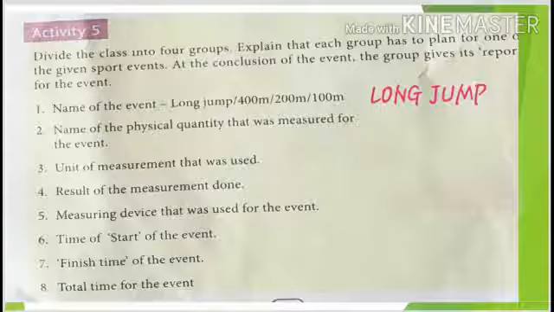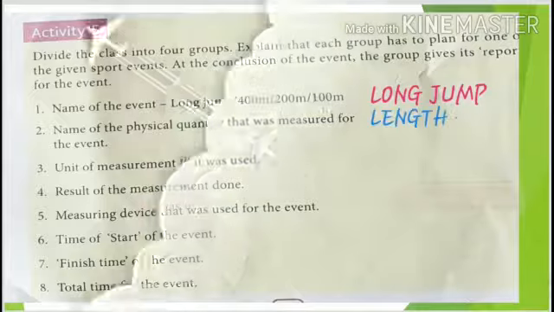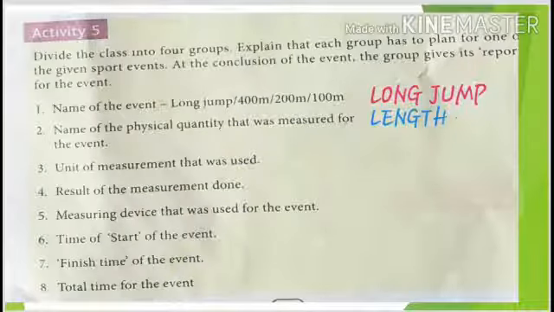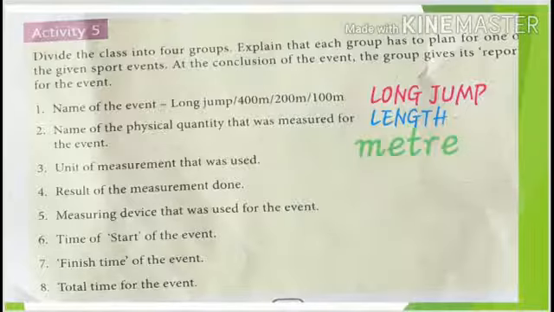Now the first one is the name of the event. Suppose long jump. I am giving an example that one group decides to do an event of long jump. So the first information given to us is that the name of our event is long jump. Next one, how long a particular student jumped there, we will observe that. So the second information is the name of the physical quantity that was measured for the event, and the answer is that it is length. We will measure length, how much the child jumped.